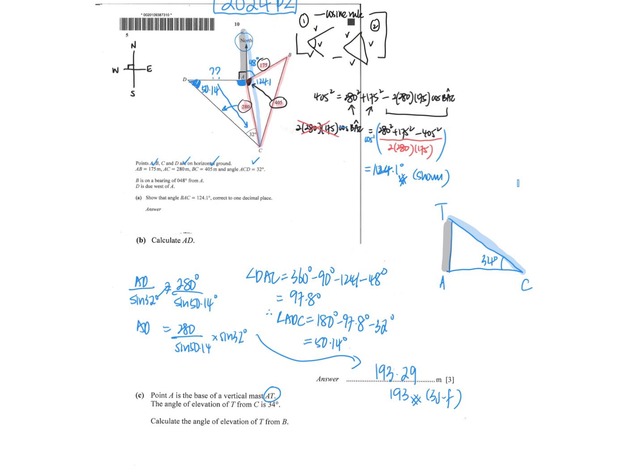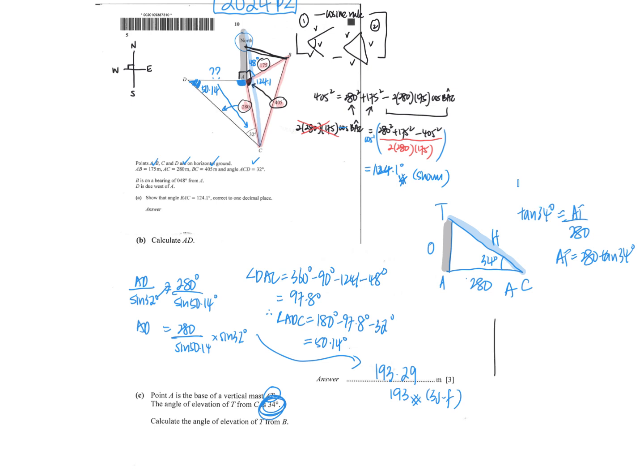What I know is AC is 280. So let's do SOH CAH TOA. I want to find O, I have A. So I use tangent 34 degrees equals AT over 280. They tell us the angle of elevation here. Okay, so once you know AT, you can find the angle of elevation from point B.